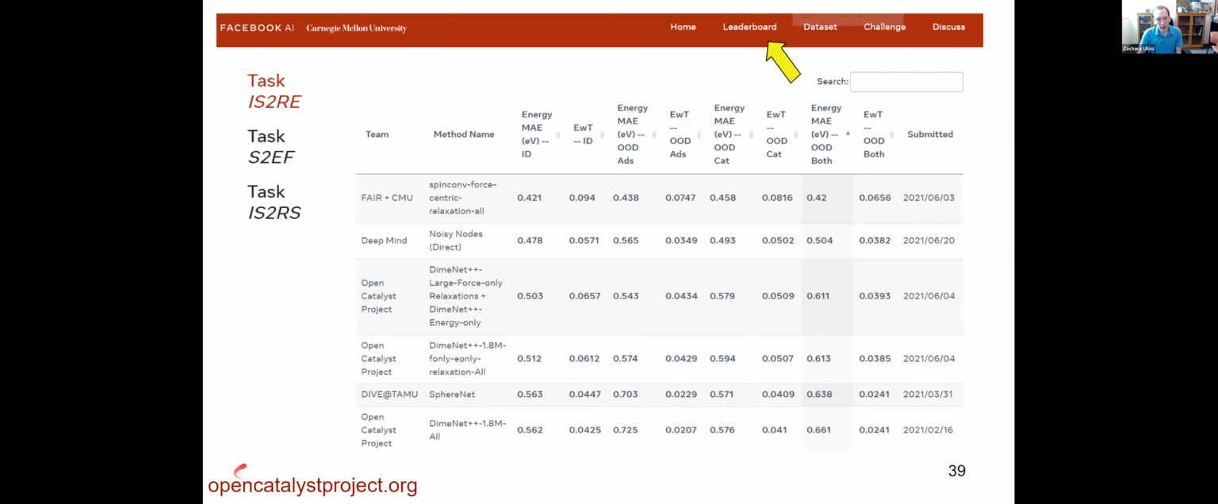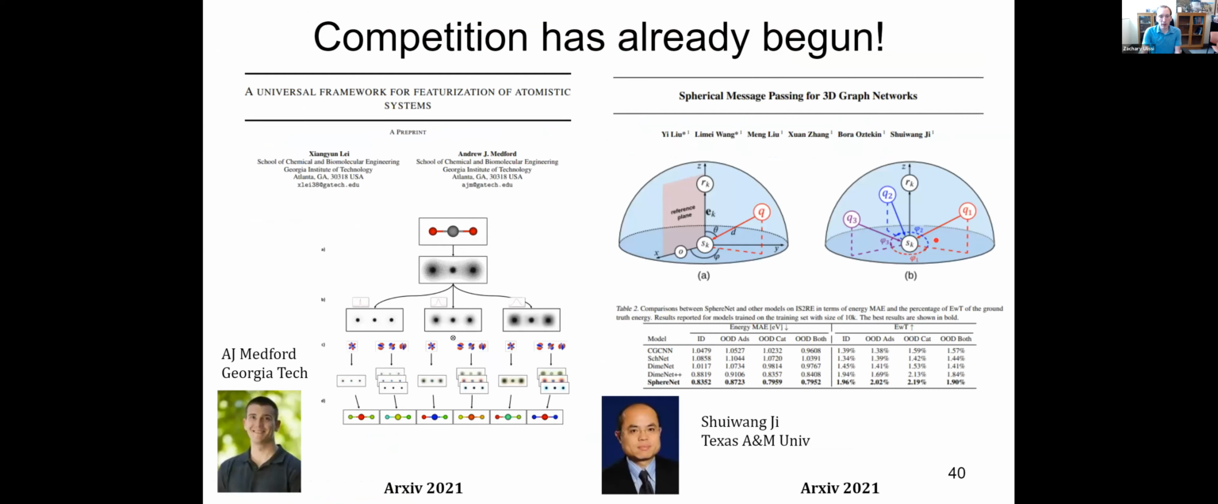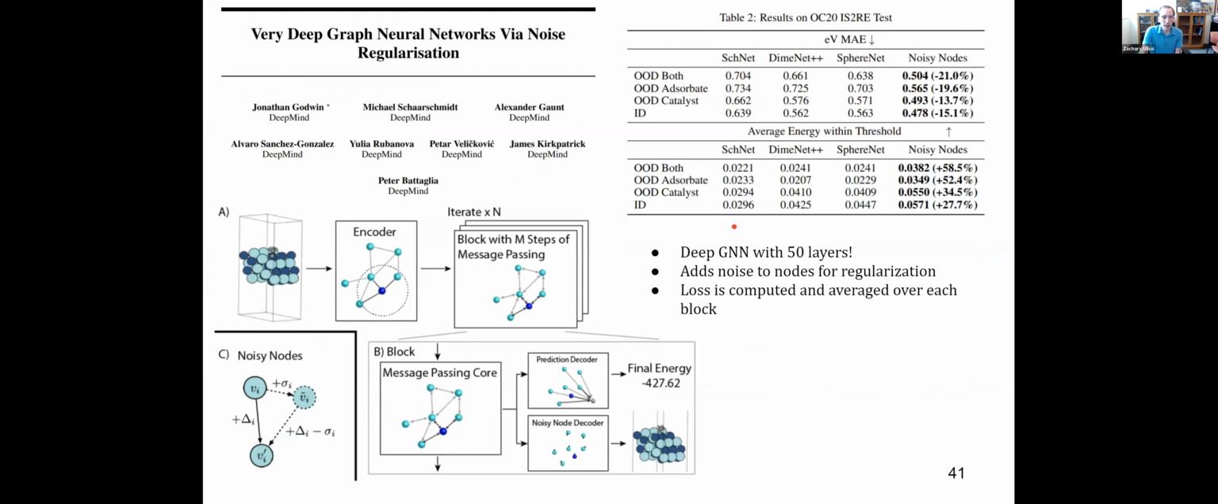All of this is public. There's a website, opencatalystproject.org. There's a leaderboard. You can see what's happened in the past 6 months. We have progress from ourselves, Texas A&M, DeepMind. Others have already submitted. DeepMind's was just on last month. People are being really creative. So AJ Medford of Georgia Tech came up with this multipole expansion method. This was the group from Texas A&M that had the spherical message passing system. Both of these are new architectures that were developed for this very complicated data set.